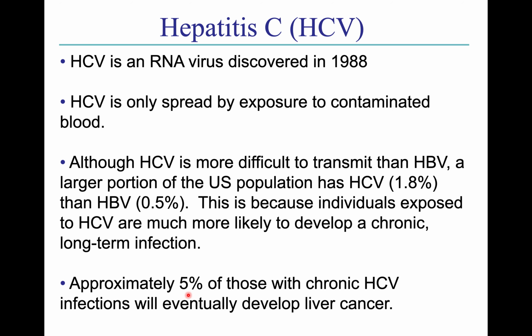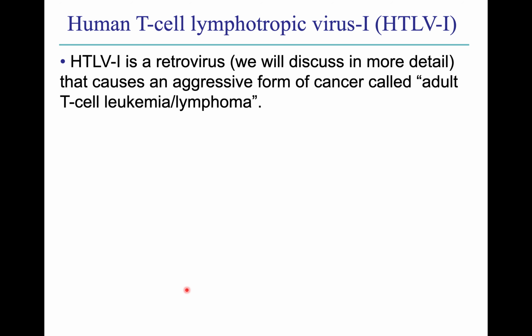And it's believed that about 5% of those with chronic hep C infections will eventually develop liver cancer. So even out of those with chronic infections, right, it's still a relatively low percentage that are going to develop cancer. All right, so we've got the hepatitis viruses. Next one, this one's a little rare.